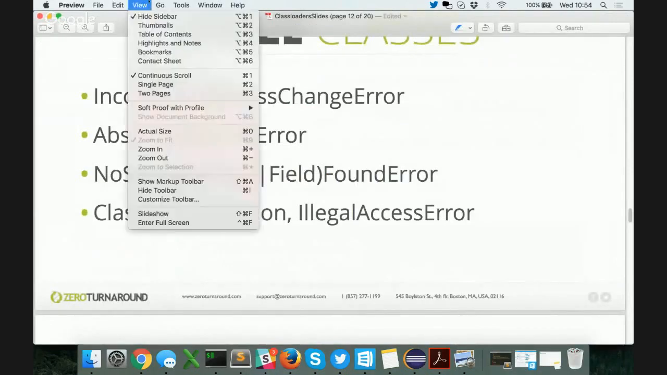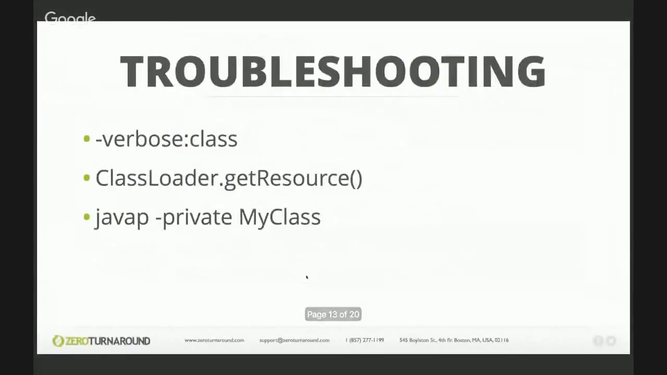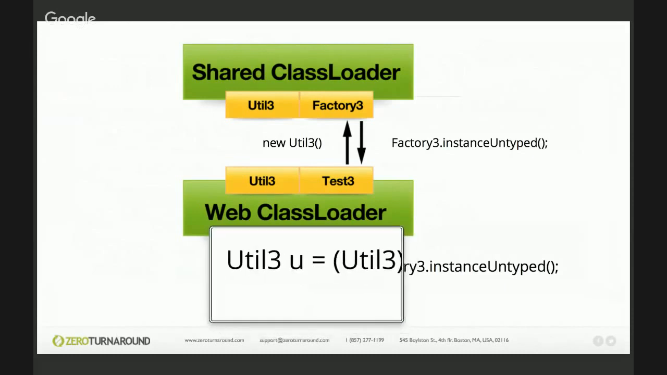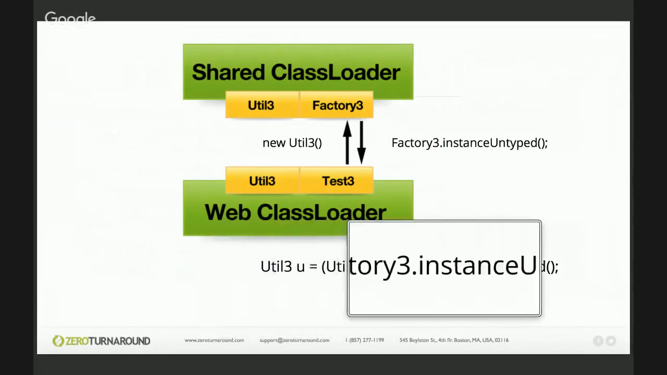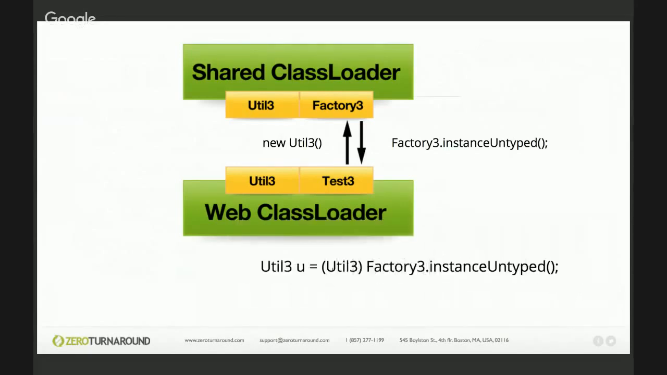Go full screen here. So how is this possible? This is what we have. We have this code right here: util3 u equals factory3.instance untyped, cast to a factory3. This is the code we're running. The first thing we're going to do is try and grab factory3 first. We need to instantiate factory3.